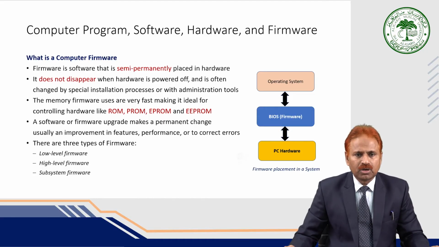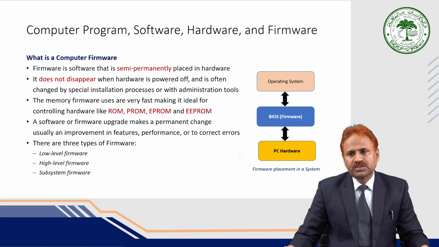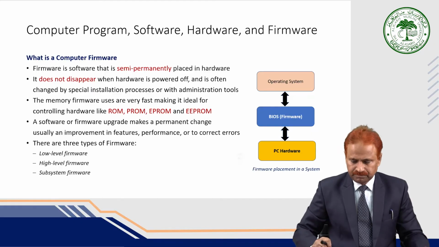There are three types of firmware generally. One is known as low-level firmware, high-level firmware, or subsystem firmware. You can see in the adjoining picture the operating system, which directly communicates with the PC hardware with the help of BIOS, basic input-output system, which is an example of firmware.